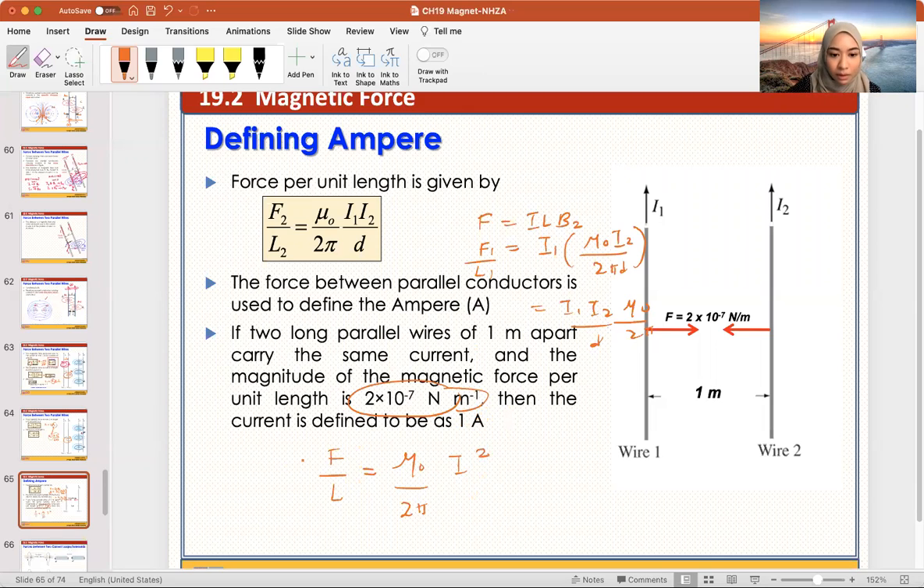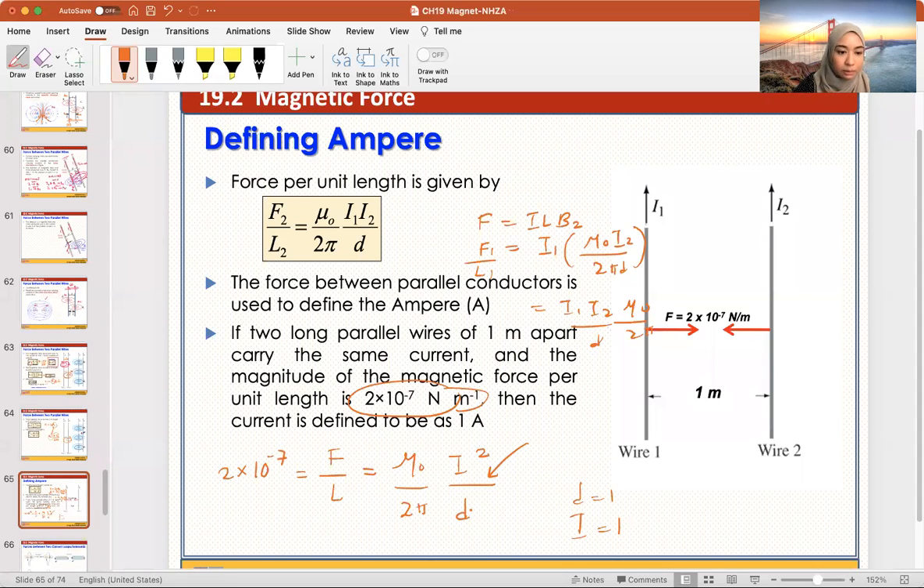Oh, okay. So it's saying F over L is 2 times 10 to the minus 7. If force per unit length is 2 times 10 to the minus 7, we have this equation, mu naught over 2 pi, I squared over D, because I is the same. So using this definition, if all of this is equal to 2 times 10 to the minus 7, then I is simply 1. The D is also 1. So D is equal to 1 and I is also equal to 1. That is what this equation is telling us.